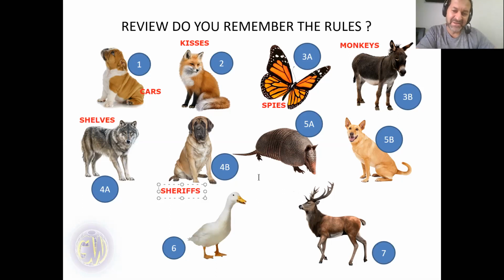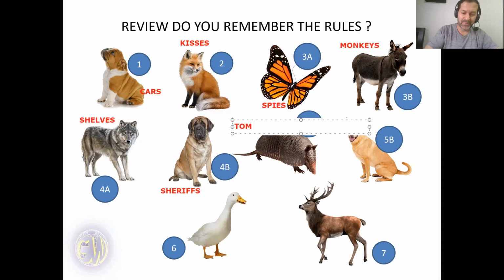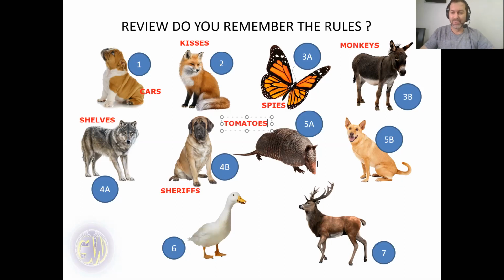If the word ends in O, sometimes you have to add S, sometimes you have to add ES. So we have armadillo, armadillos. Let me think about another word. Let's think about tomato, tomatoes. No problem. Tomato, tomatoes. I like tomatoes. In Colombia, tomatoes are enormous, especially in the region where I live.